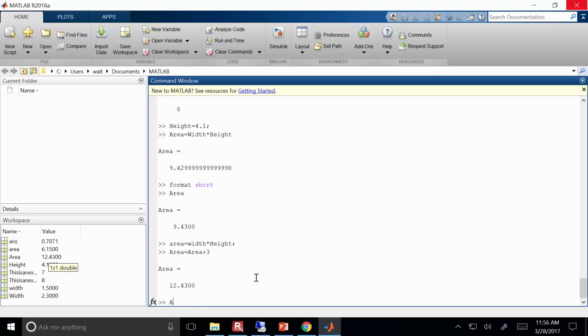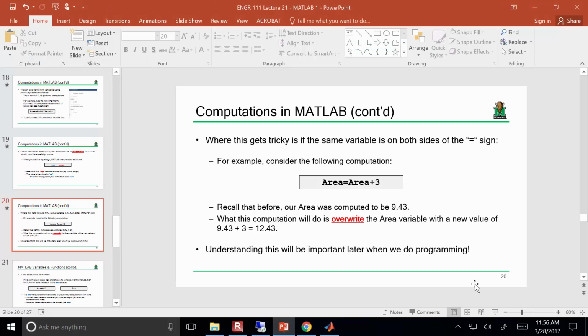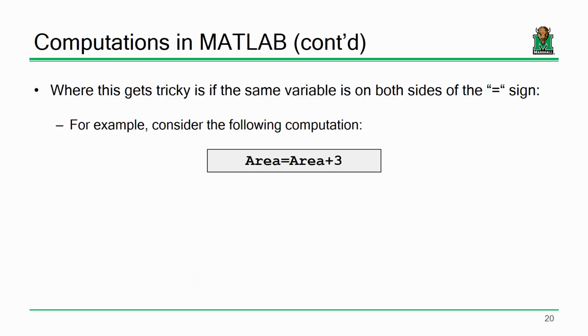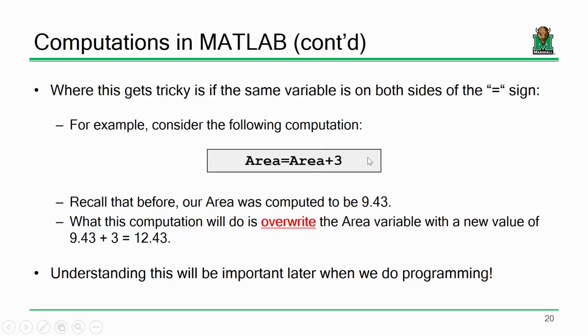And so I could do that again. Area equals area plus 3. And it just keeps growing. So we're overwriting the existing variable. So that's another one of the key points that you need to take away from today, is that in a formula like this, it's doing the right side of the equation before it does the left side of the equation. And the left side of the equation is assigning a variable name. So as it was put on this slide, variable equals expression. It does the expression, then it assigns it to a variable. Any questions about that?